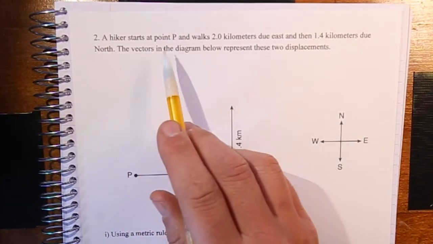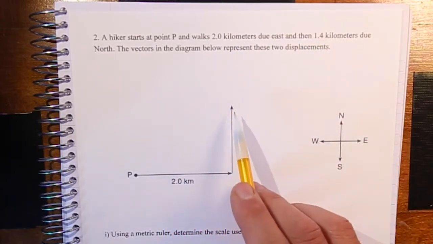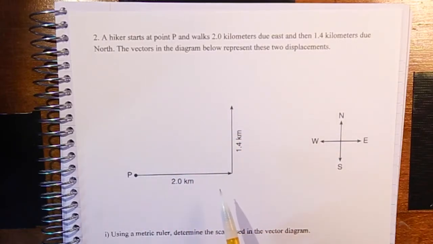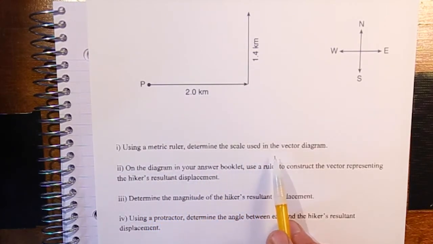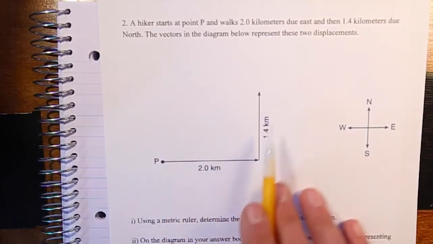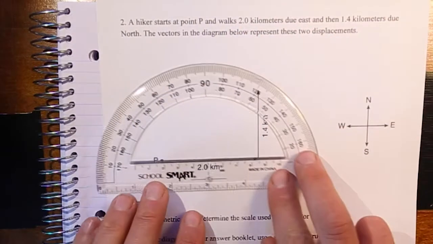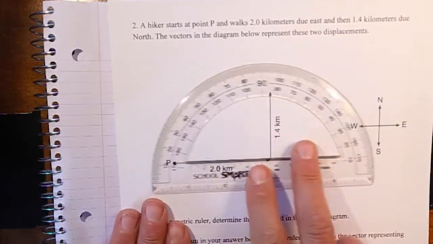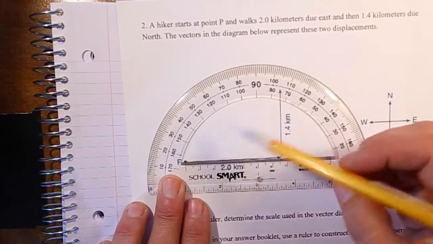Okay, we have a hiker, starts at point P, walks 2 kilometers east, 1.4 kilometers north, and the diagram here is to scale. So it says, using a metric ruler, determine the scale used in the vector diagram. Now, we could do this for either vector, but I'm just going to choose the one that is 2 kilometers, and I'm going to put my ruler down here and lining that up.